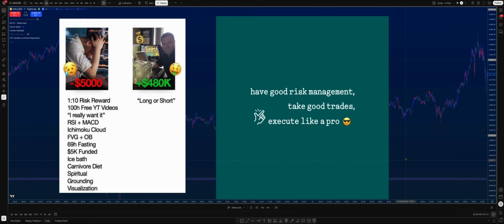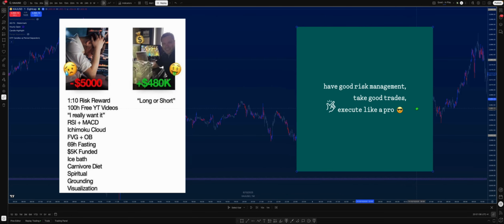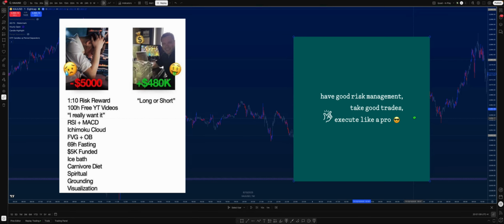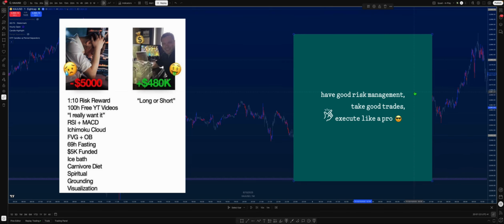Just have a really simple, easy, laid-back, basic approach. I just have good risk management, I take good trades, and I execute like a pro. It's easy. Then money comes to me. If you can have that kind of approach, you're no longer striving to achieve something. Because if you are striving to achieve something, like, I need to have better risk management, I have to be patient, I need to not go and tilt, all that implies is that you don't have good risk management, you take bad trades, and you go on tilt.